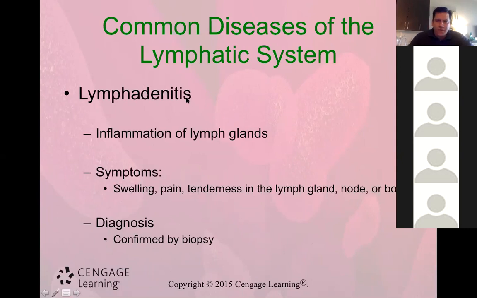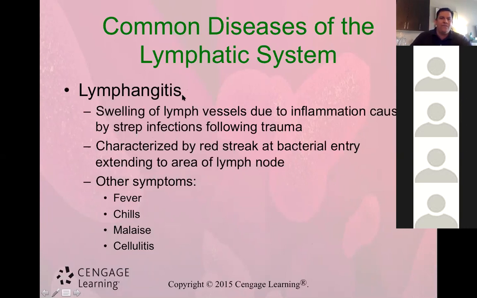Now let's talk about another disease related to the lymphatic system, lymphangitis. Lymphangitis is swelling of the lymph vessels due to inflammation caused by streptococcus infections following trauma. It's characterized by a red streak at the bacterial entry extending to the area of the lymph node. Other symptoms are fever, chills, malaise, and cellulitis.